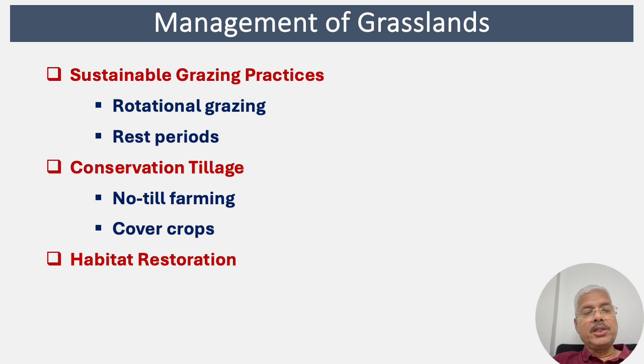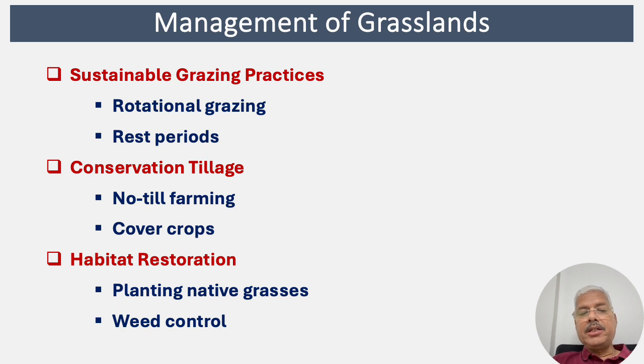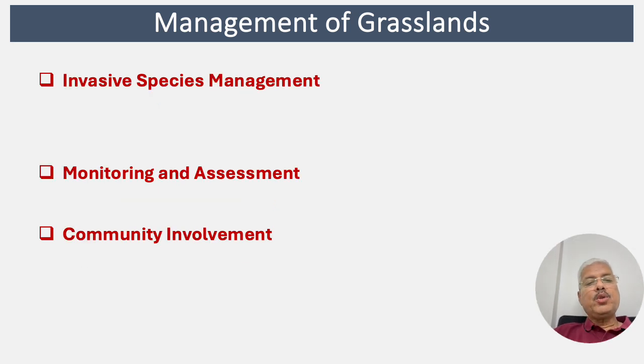Then habitat restoration. Restoring the degraded grasslands by planting native grasses can help to improve biodiversity and increase the ecosystem function. Controlling the invasive plants can help to protect native grassland species and maintain ecosystem health. Then invasive species management. Removing invasive plants by hand or with tools can help to reduce their spread. Using natural enemies such as insects or fungi to control invasive plants can be a sustainable and effective approach.